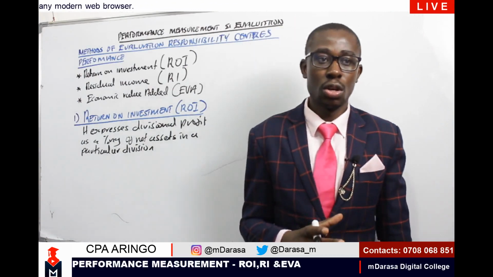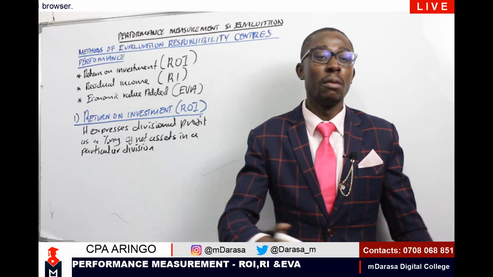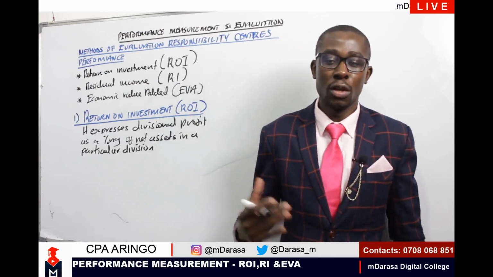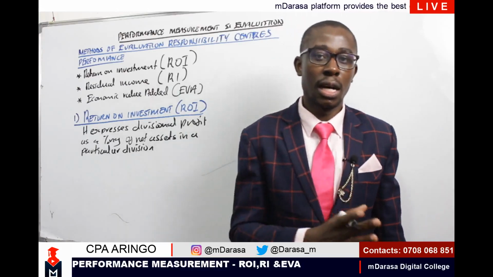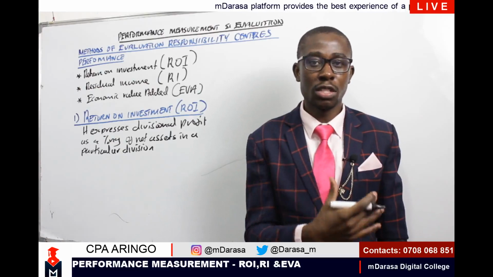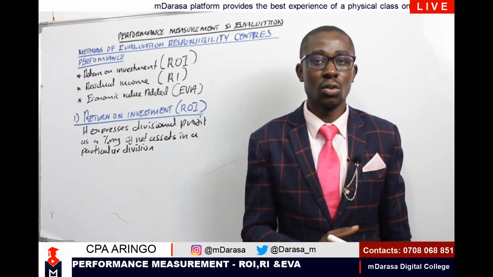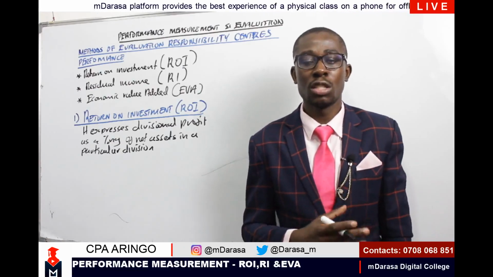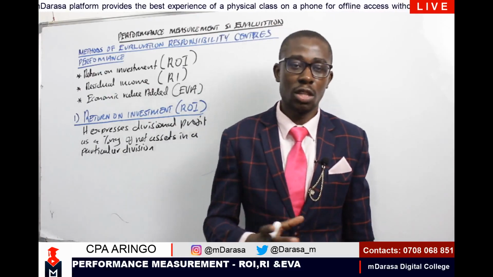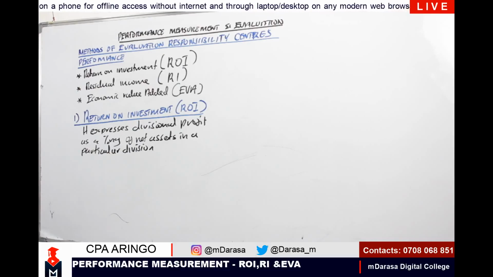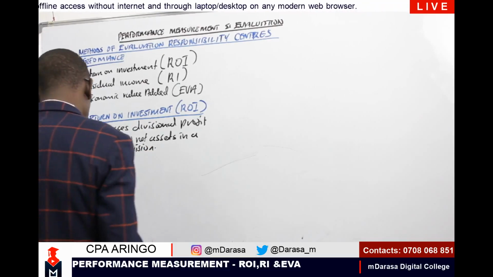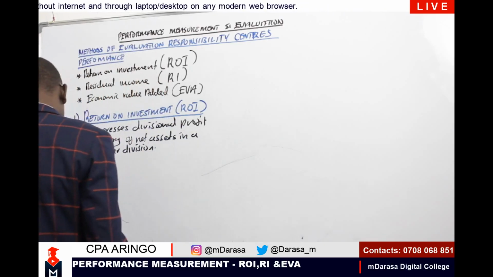Recall from the word go, we mentioned that whenever we talk of performance measurement, we'll be looking at our divisional performances, because each activity is divided according to responsibility centers, whereby each manager is responsible for that division. So the whole concept behind return on investment, when dealing with performance measures, is that I want to see how this division is performing. So we express divisional profit as a percentage of net assets in a particular division.